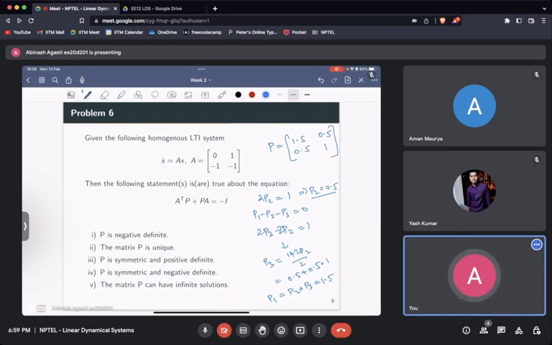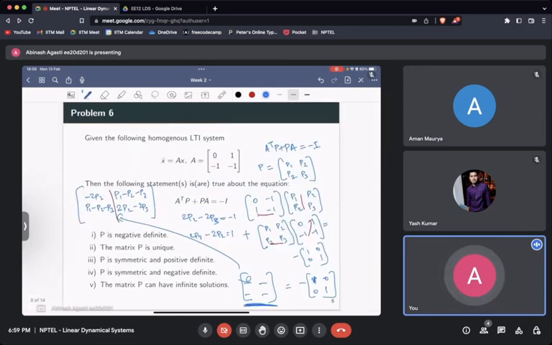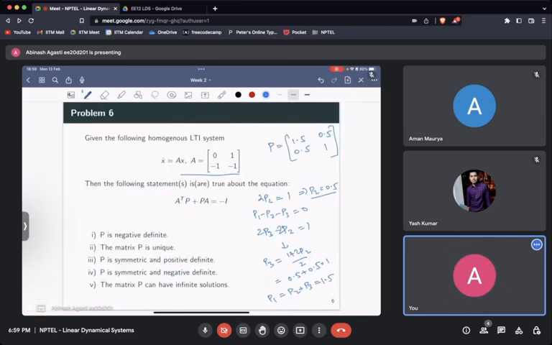Alright, so if this is a system and we showed that this system is asymptotically stable, then for such a system, for such a matrix A, there is a result which says that, I'll write the result. Give me one minute.